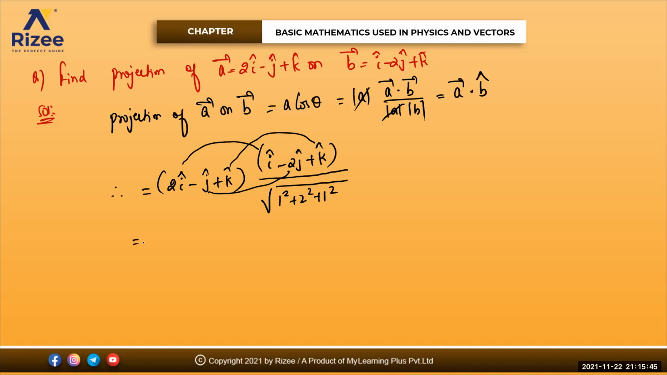So 2I cap into I cap, I dot I is 1, so it will be 2. Then minus times minus gives plus, so 1 into 2 will be plus 2. And 1 into 1 will be plus 1, divided by root of 1 plus 4 plus 1, which is root 6. 2 plus 2 is 4, plus 1 is 5. So 5 by root 6. This will be the answer. Got it, everyone? Very good. A cos theta.